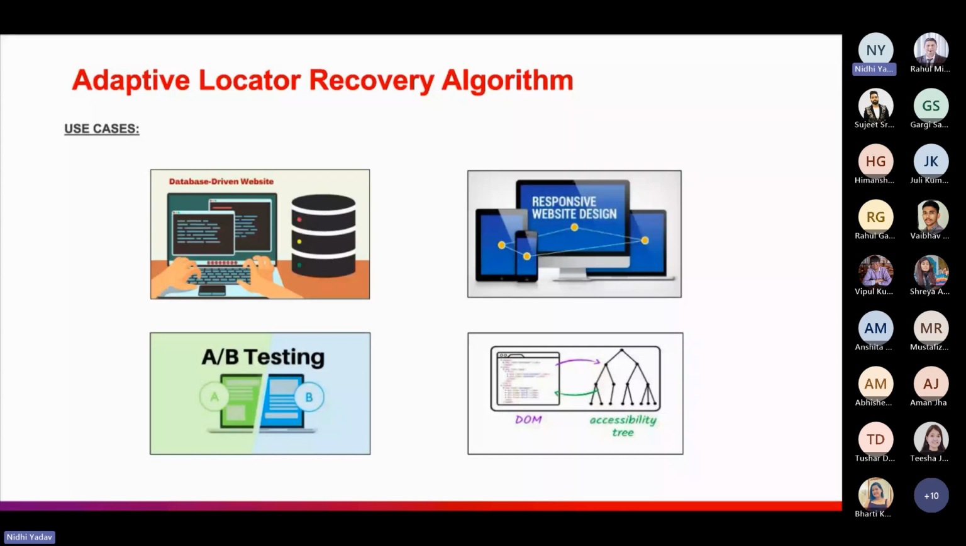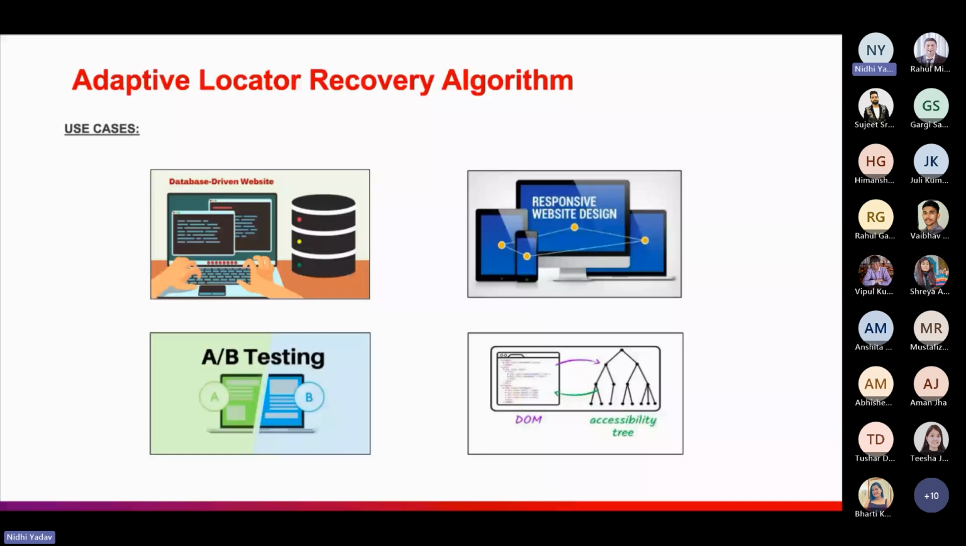Second is responsive website design. Responsive website design means that a website is responsive to different screen sizes, and it allows the elements to rearrange themselves according to different screens, whether big or small. So for this case, we can use a neighboring element heuristic to target those elements according to their position in the DOM structure.